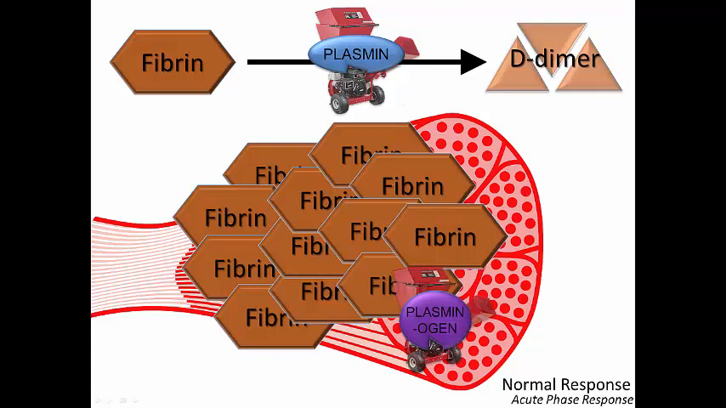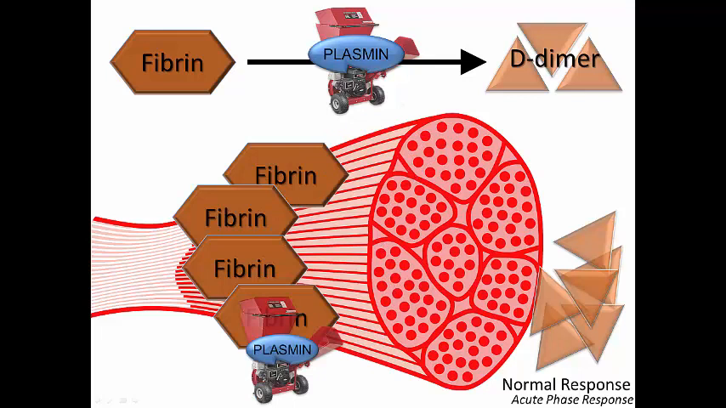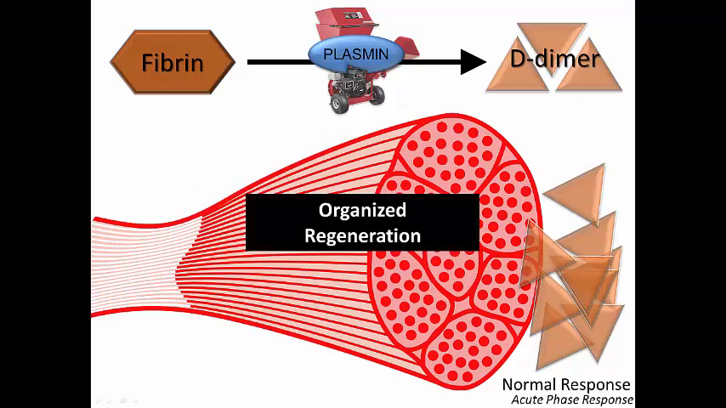Plasmin activity is highly regulated by uPA and tPA. Once activated, plasmin systematically clears the fibrin meshwork as a necessary step of tissue regeneration, a component of organized regeneration.